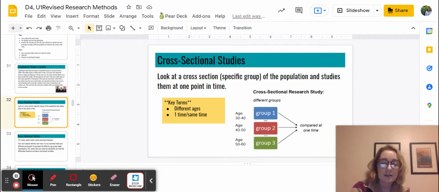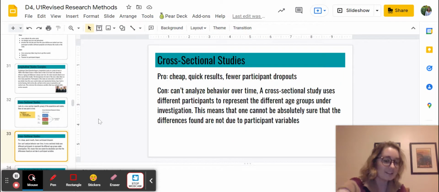So we see here, you might grab a group of people. If you're trying to look at cognitive differences throughout your lifespan, you might grab people who are age 30 to 40, then another group at the same time who's age 40 to 50, and then another group who's age 50 to 60. And these are all different people. So you're not seeing like, oh, Billy Bob Joe, age 30, checking in 10 years later, age 40, checking in 10 years later, age 50. It's all different people, but you're grabbing these large groups and checking in on them at one point in time.